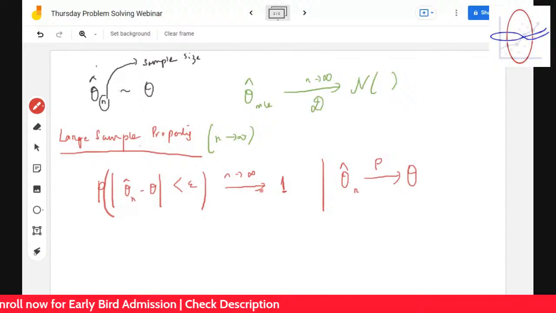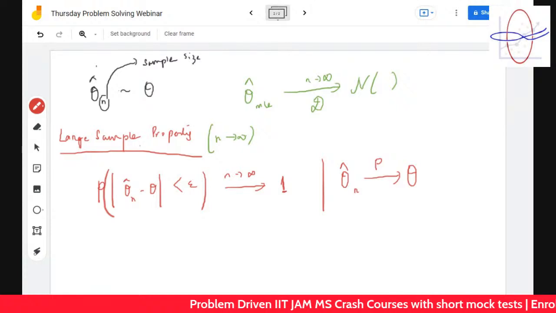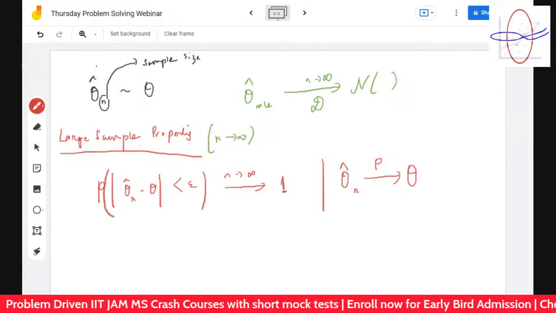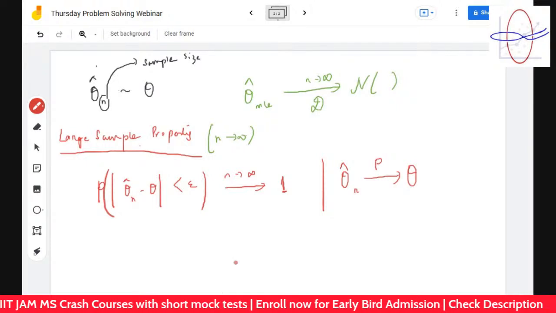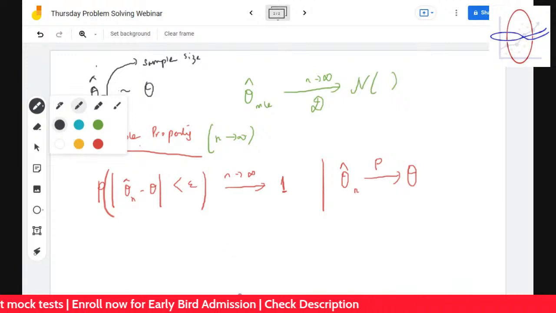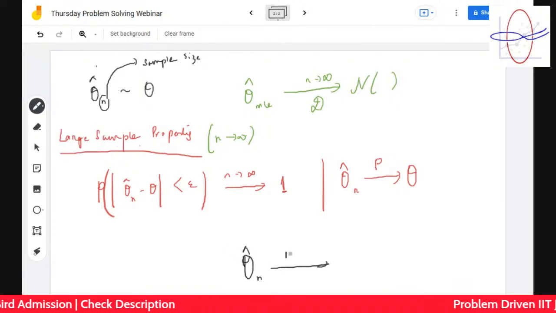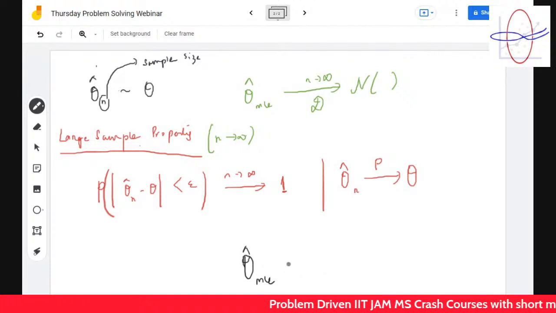Okay, perfect. So this is the large sample property. This is what it means by theta hat n converges in probability to theta. If you want to practice convergence in probability, you can use this large sample property. One of the most important large sample properties, and one of the most important properties of the MLE, is that the MLE theta hat n converges under certain conditions. Theta hat n MLE is a consistent estimator.